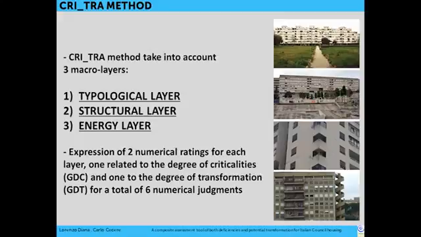The CRITRA method takes into account three macro layers: typological, structural, and energy, deemed more suitable to describe the estimated building qualities. The selected indicators contribute to the expression of two numerical ratings for each layer, one related to the degree of criticalities, GDC, and one to the degree of transformation, GDT, for a total of 6 numerical comparative judgments.